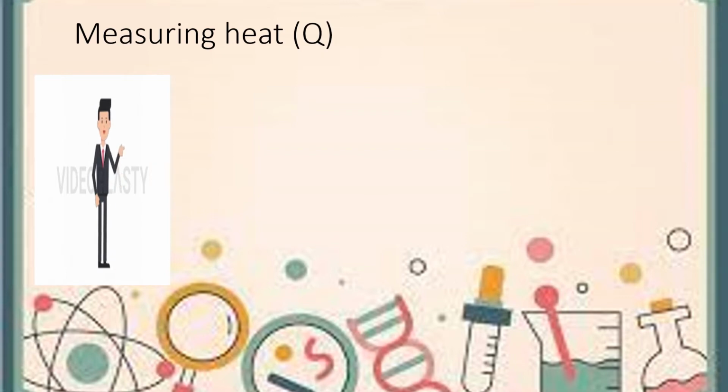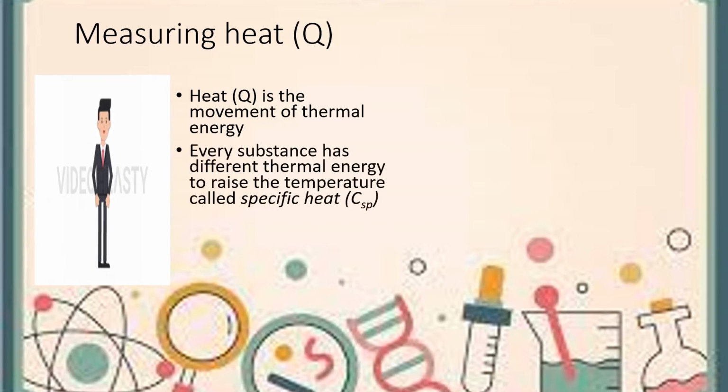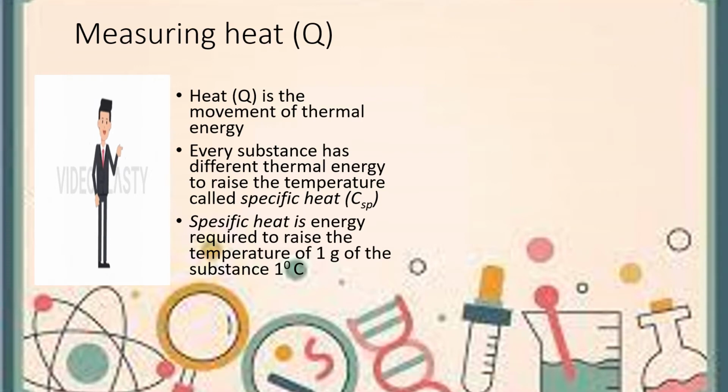Today we are going to discuss measuring heat, and the symbol is Q. So what is heat? As you know, heat is the movement of thermal energy, and every substance has different thermal energy to raise the temperature, called specific heat or CSP. Specific heat is the energy required to raise the temperature of 1 gram of the substance by 1 degree Celsius.